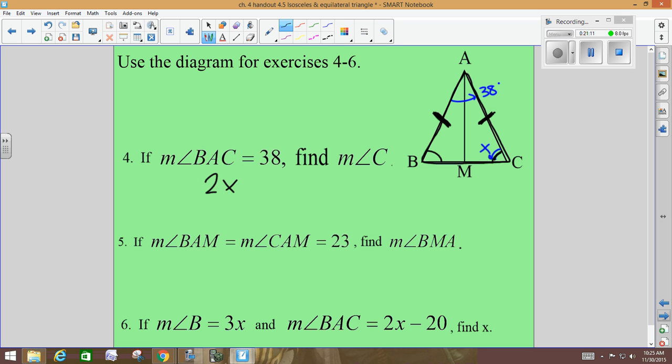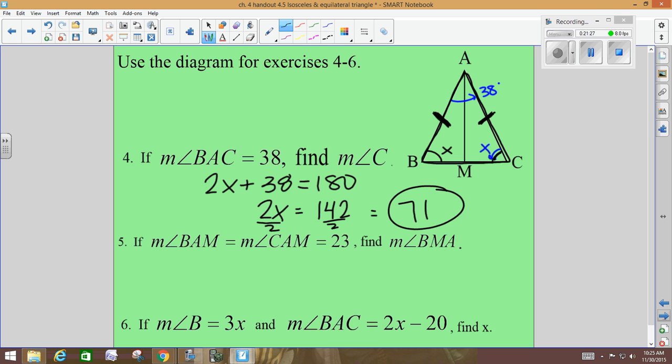Yeah, use your triangle sum theorem. All three angles have to add up to 180. x plus x, there's your two x's. 2x equals 142. Divide both sides by 2, and what do we get? 71.